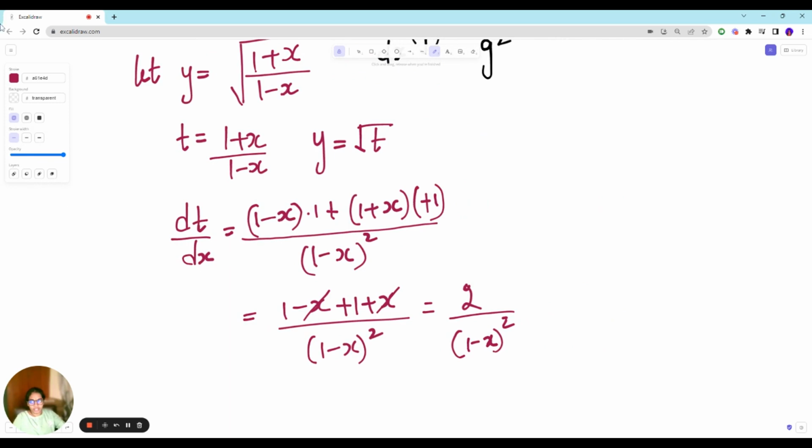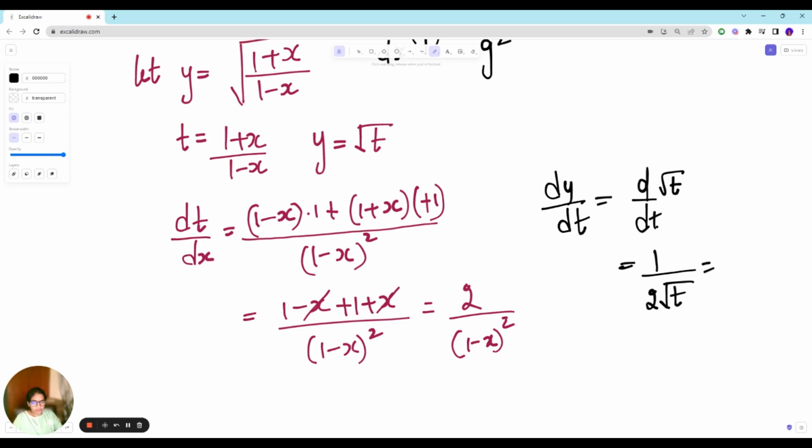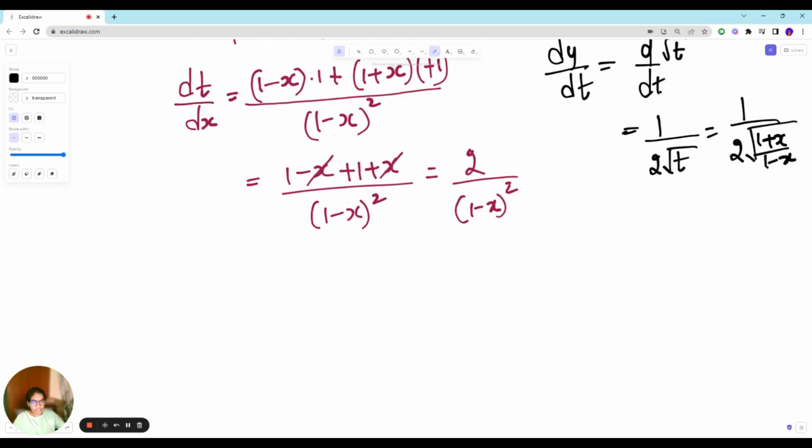If y is equal to root t, I would have to find dy by dt, which is equal to d by dt of root t. This is equal to what? 1 divided by 2 root t. Okay, here only let me substitute t value. What is t value? It is 1 divided by 2 square root of 1 plus x divided by 1 minus x. Okay, so now what is the final answer?